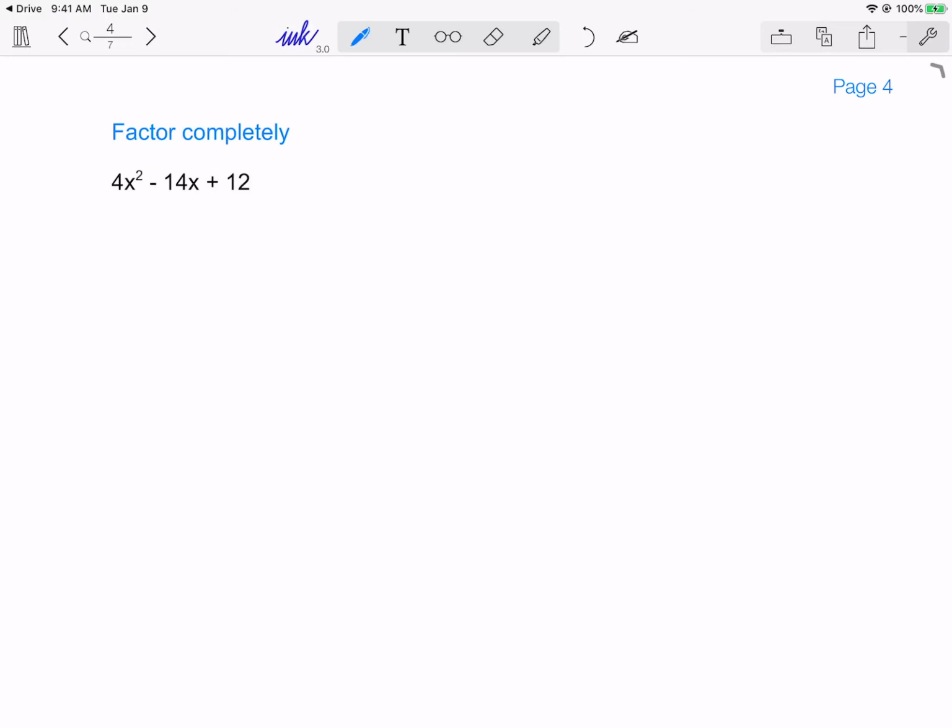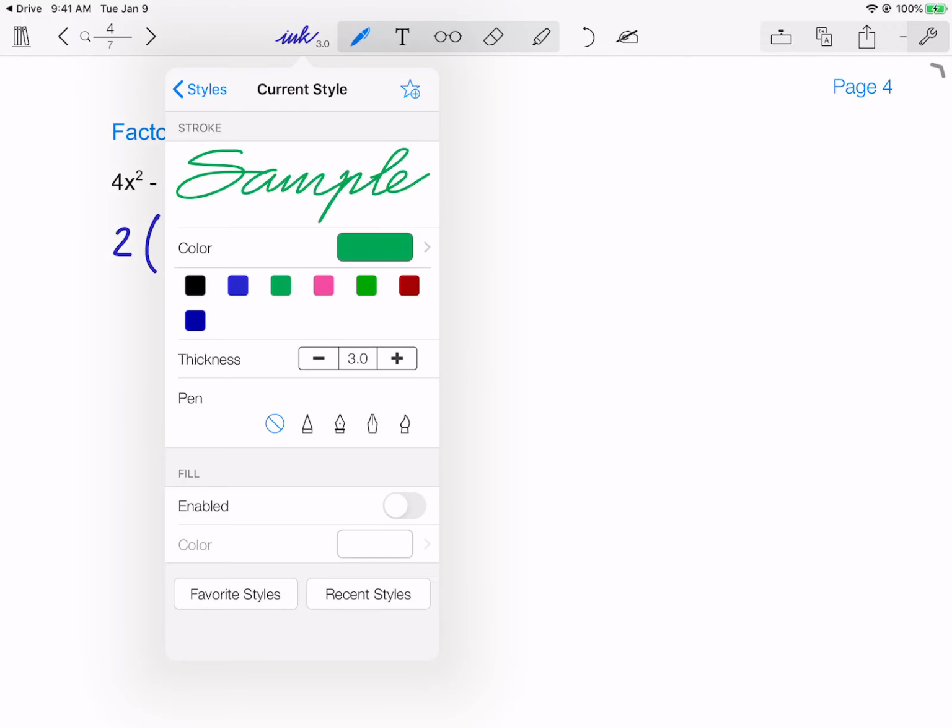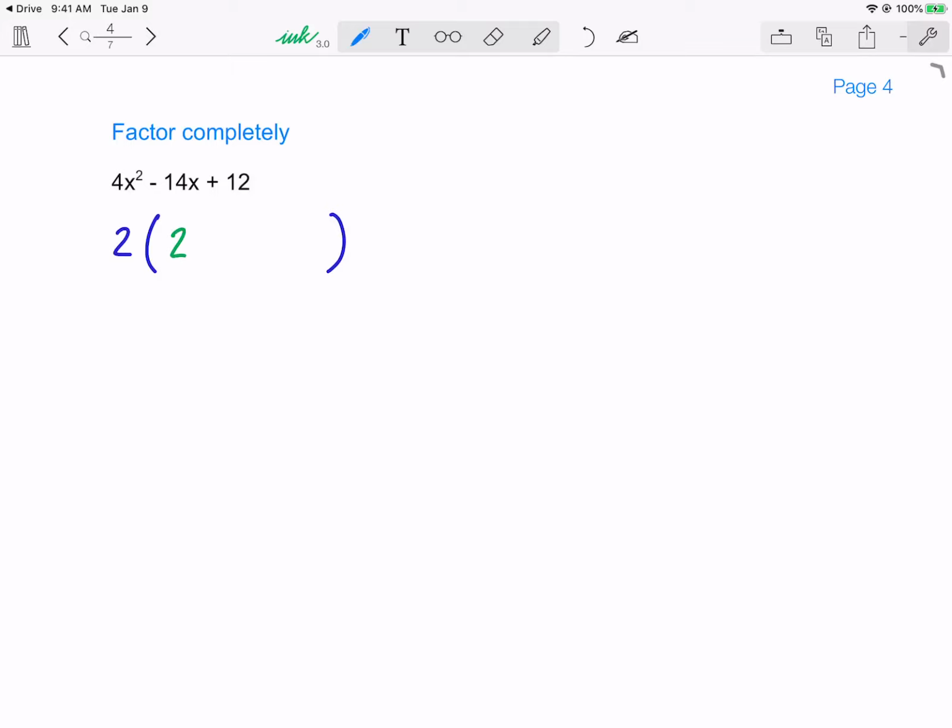Alright, next one. 4x squared minus 14x plus 12. First thing I notice is these numbers are all even. So my GCF is 2, so I'm going to factor out a 2. And then I'm left with 2x squared minus 7x plus 6. So let's see what we can do with this.